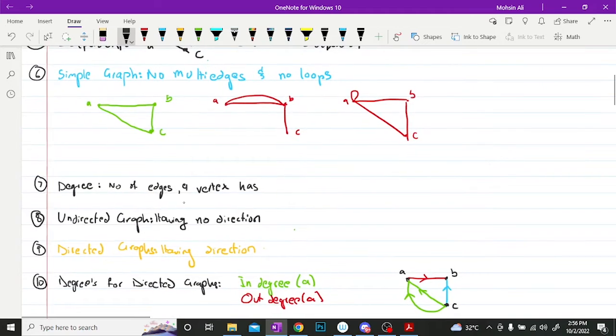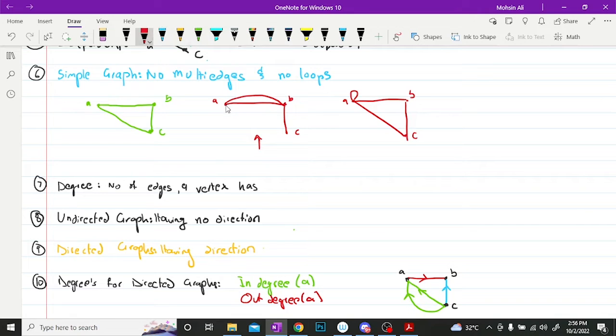Now let's move on to what is a simple graph. In a simple graph, there are no multi-edges and no loops. So basically what it means is that this example over here shows that there are multiple edges coming out of A. So this isn't allowed. So this is not a simple graph.